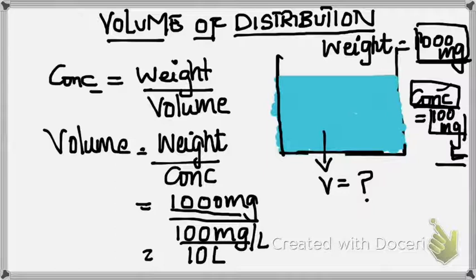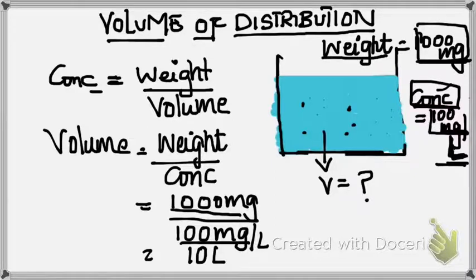Now, we are going to weigh a certain amount of drug, say 1000 mg of drug, and we are going to dissolve the drug in this beaker completely. Let us find the concentration of the drug present in this beaker. The concentration came to be 100 mg of drug diluted per liter of the liquid. Concentration equals weight by volume, because concentration is always denoted by weight by volume, mg by liter.